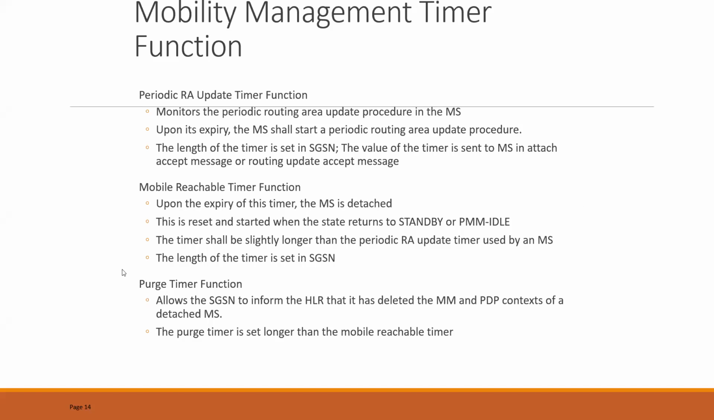The last timer is the purge timer. Even if the SGSN sets your state as detached, it will still have your context available. It will still have your authentication sets available. The purge timer is a timer after which the SGSN removes all your user information from its database, and it also informs the HLR to remove all the SGSN related information and the PDP context information from itself. This timer's value is greater than the mobile reachable timer, and the value usually configured here is 24 hours.